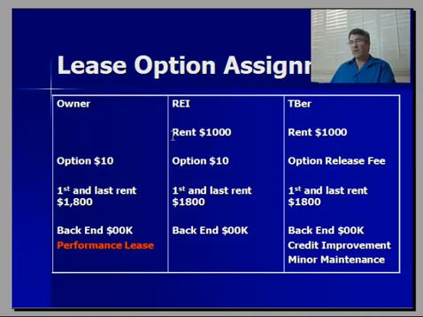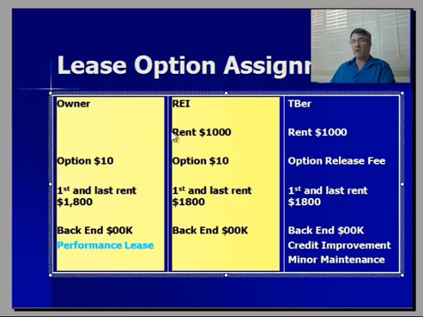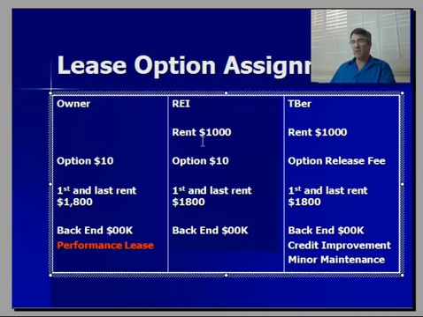Basically, if you're renting at market rent, it doesn't change. It's the same. You're renting from the owner for $1,000, and you're passing that rent on for $1,000. Option fee: you're giving $10 to the seller to get your lease and your option, but you're going to charge an option release fee of approximately 3% or $5,000. Your first and last month's rent, if it's $1,800, stays the same.